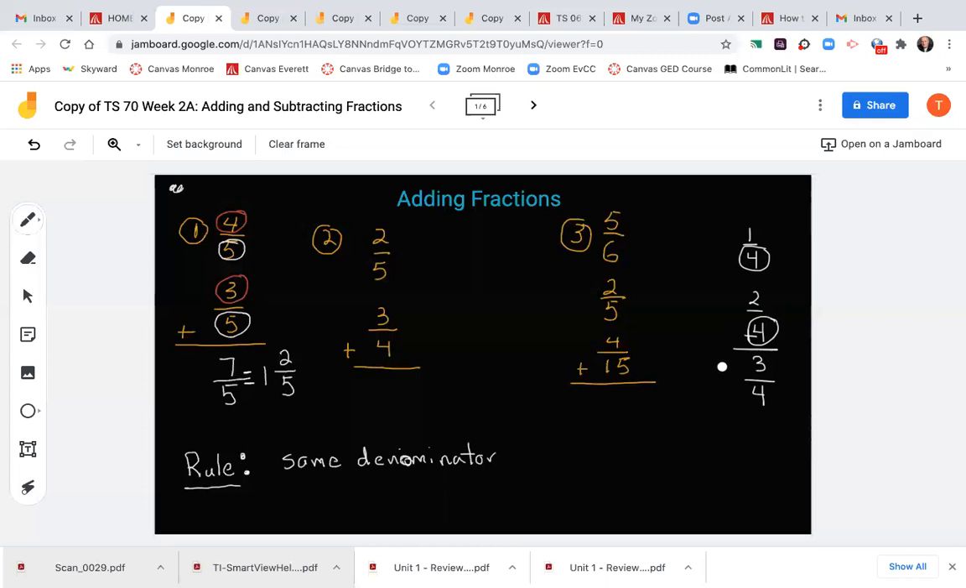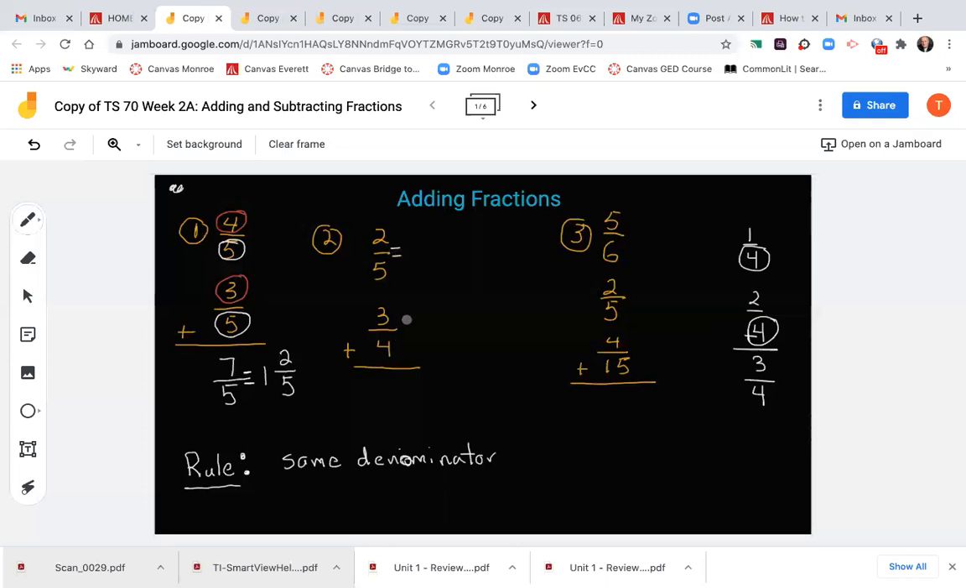That's a nice, simple example of adding some fractions that have the same denominator. But the question comes up, what do we do with number 2 here, where we don't have the same denominator? Okay, now what do I do? I'm going to walk you through this. And again, you can listen to the recordings, and I have them also in my Canvas class.